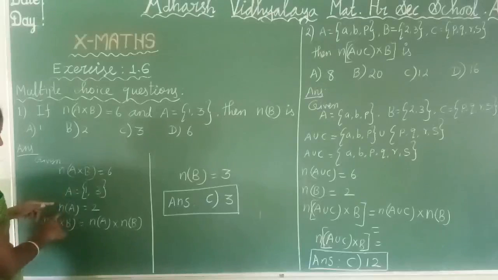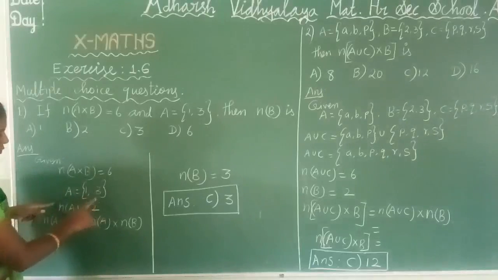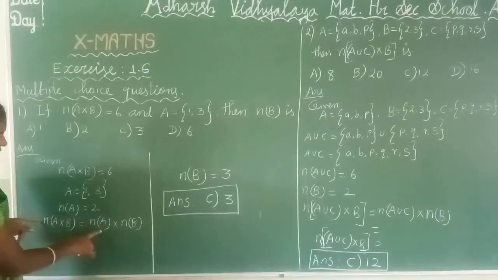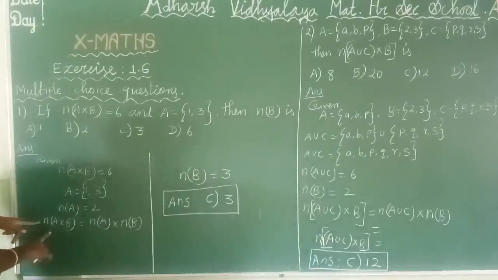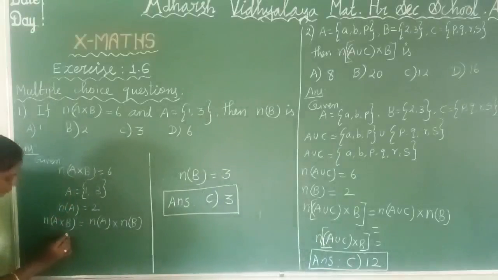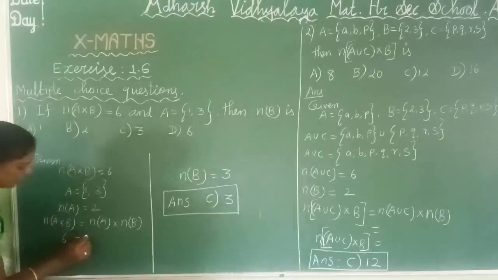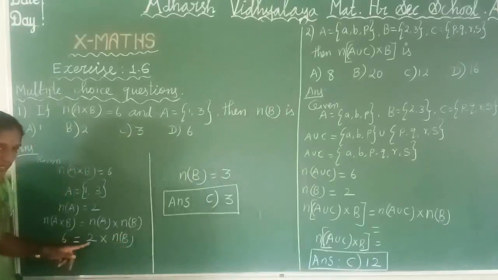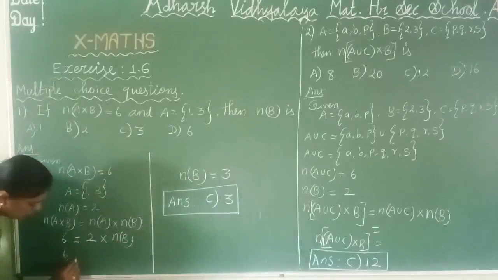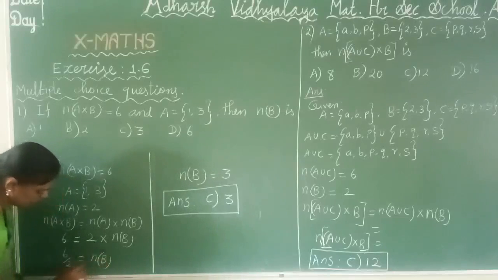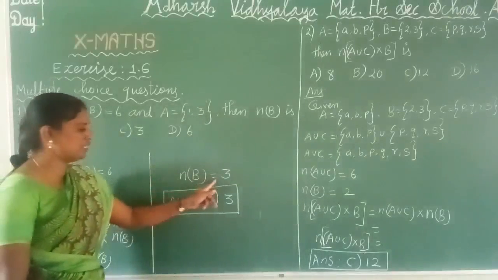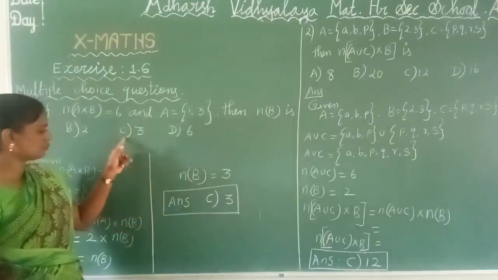So what is the number of elements in A? n(A) is 2. Therefore n(A cross B) can be written as n(A) into n(B). So 6 is equal to 2 into n(B), and we want to find n(B). The multiplication by 2 moves to this side as division. 6 by 2 is equal to n(B). 2 ones are 2, 3 twos are 6. So n(B) has 3 elements. Therefore n(B) is equal to 3. Your answer is the third option.